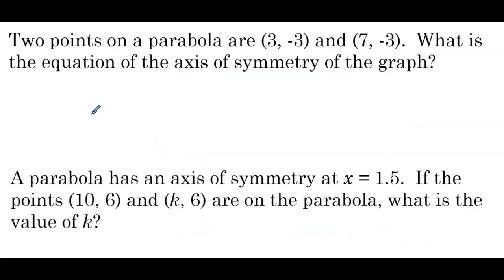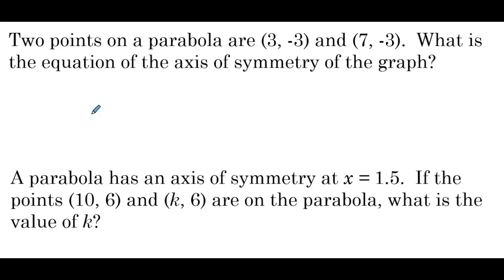Next up, the 2 points on a parabola are (3, -3) and (7, -3). What is the equation of the axis of symmetry of the graph? So we have two symmetric points. We know that because their y values are the same. We need to find the axis of symmetry, which is exactly in the middle. Well, how do you find something that's exactly in the middle of two values?